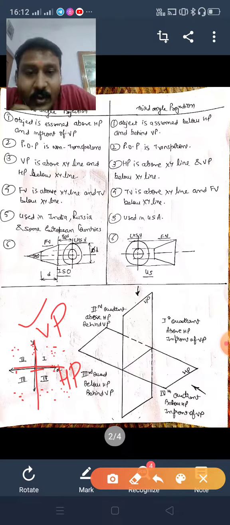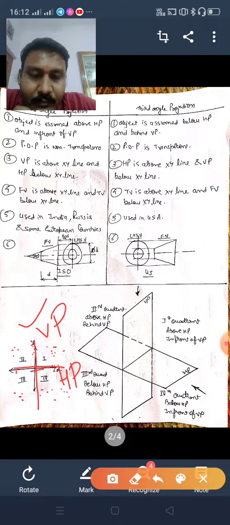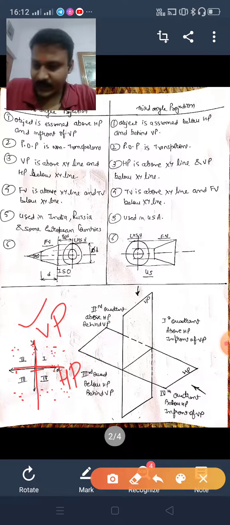So I have shown this three dimensionally. These are the planes, HP and VP, the horizontal plane and vertical plane. This is the first quadrant, written above HP in front of VP. This is the second quadrant, above HP behind VP. Third quadrant, below HP behind VP. Fourth quadrant, below HP in front of VP. Just now I explained, and if you want, I can explain here also.